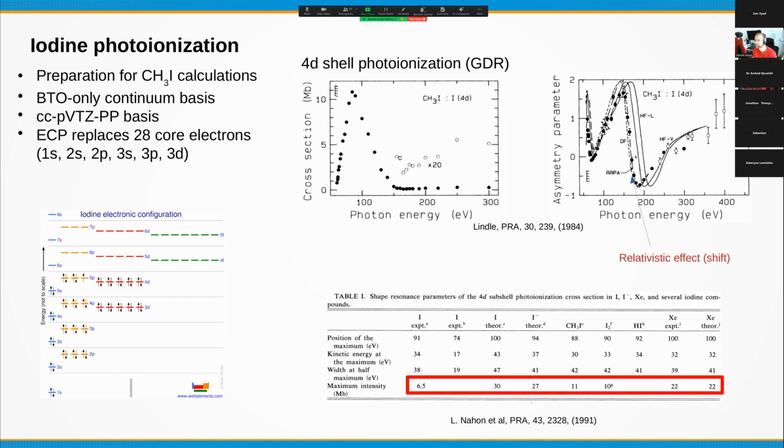And we can see that there is actually a big shift in the shape of this photoelectron angular distribution as a result of relativistic effects. The question is, can we reproduce some of those effects? How to describe it? Another motivation for studying this system, such as CH3I and iodine, is this comparison of the photoionization cross-section, where in the experiment the maximum value is about 6.5, whereas for CH3I it is 11 and for I2 it is 10. So there are some differences due to the molecular environment, and so we would like to understand those.